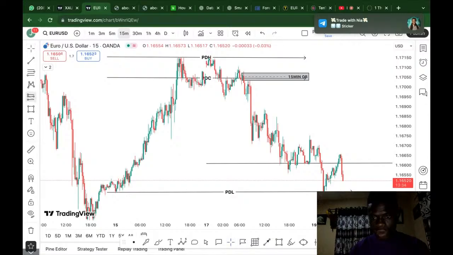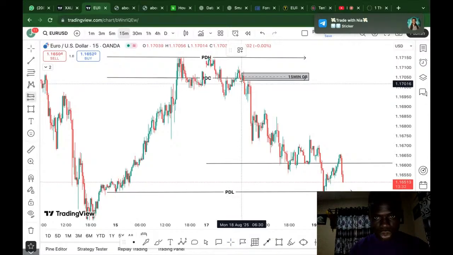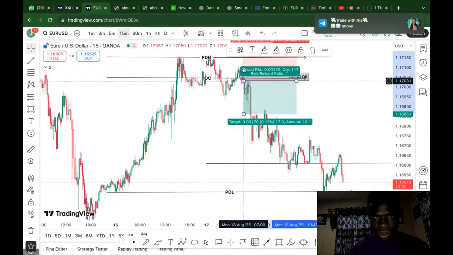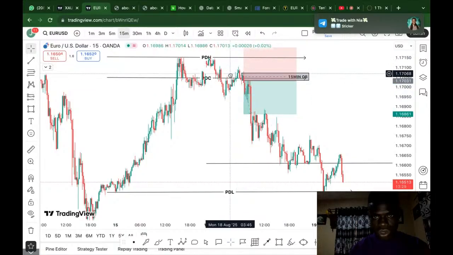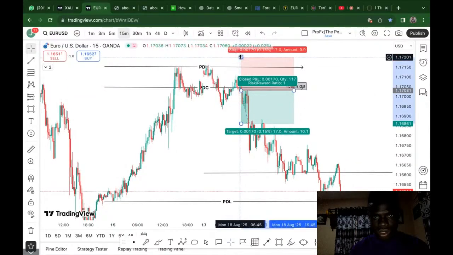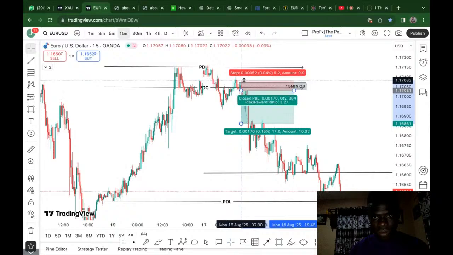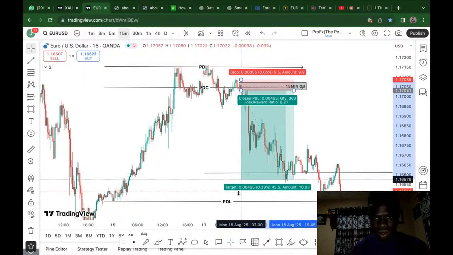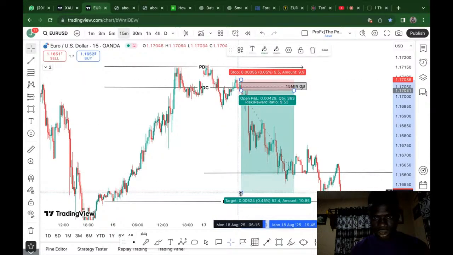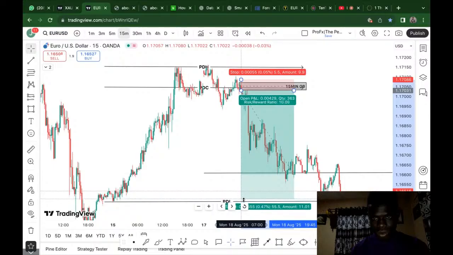So very quickly, we are going to look at how we took this Euro USD sell yesterday. And we follow the same principle, the same process. But before we go into that, this is a good 1 to 10. Wow, that's nice.